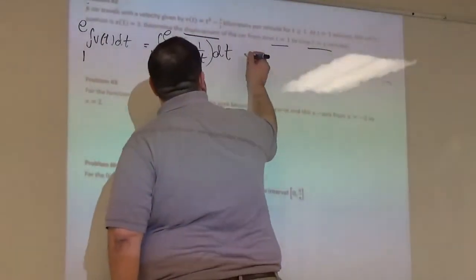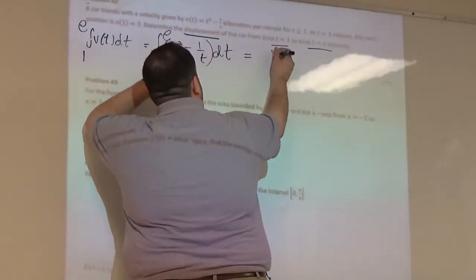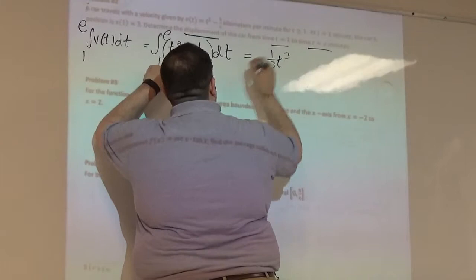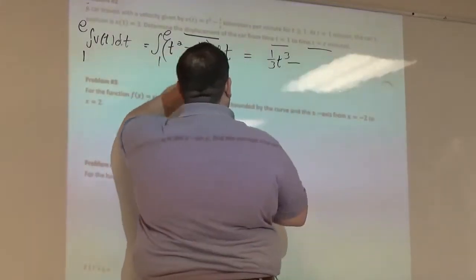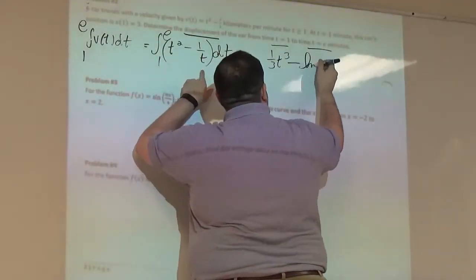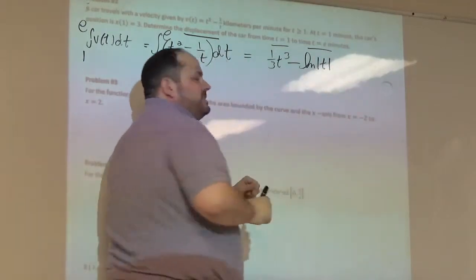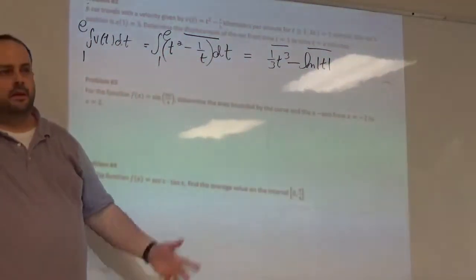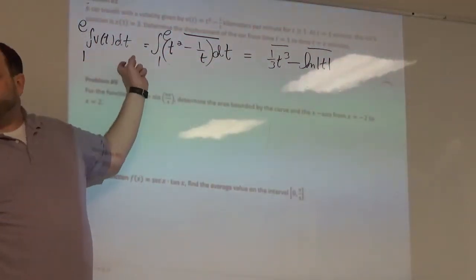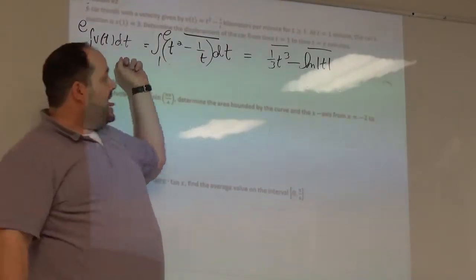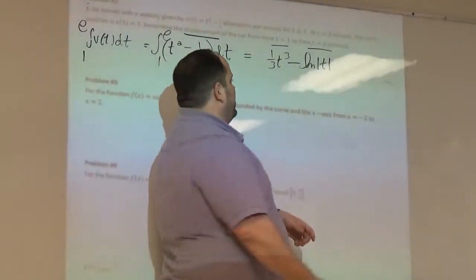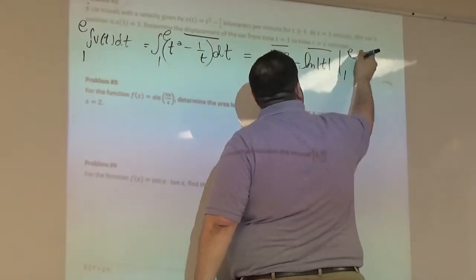I've seen that on about 8 different papers. The antiderivative of t squared is 1/3 t cubed, minus the antiderivative of 1 over t, the natural log of the absolute value of t. How many guys had that as your antiderivative? Nice. 1 point for having the right setup, the next point for finding the antiderivative. And then you guys know exactly what to do next.